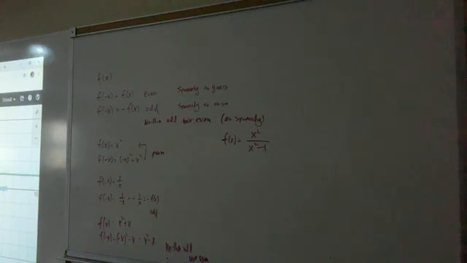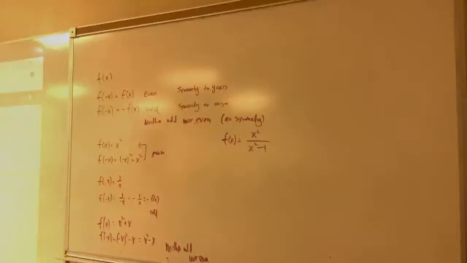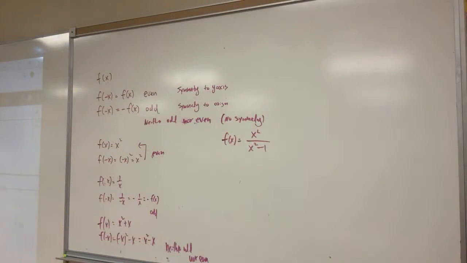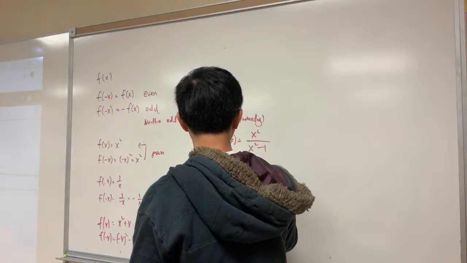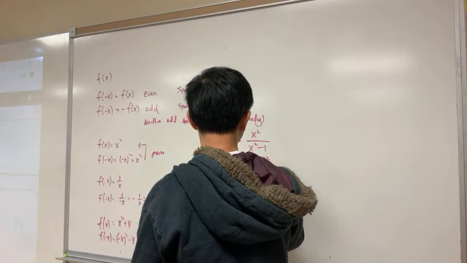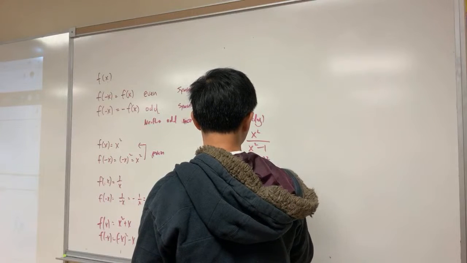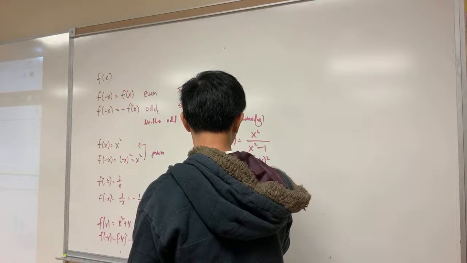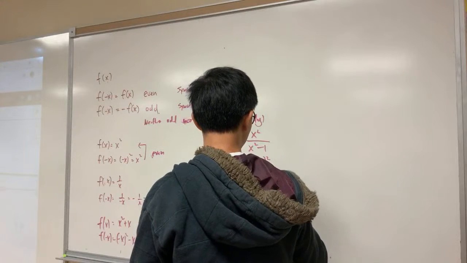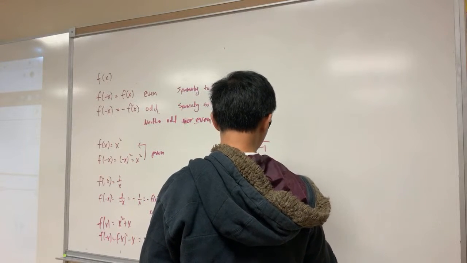What if it's odd? Good question. How do I know this is even? First of all, plug in negative x and see what happens. That's equal to negative x squared over negative x squared minus 1. That's equal to x squared over x squared minus 1. Is that the same thing as the original? Yes, they are the same thing, so it's even.